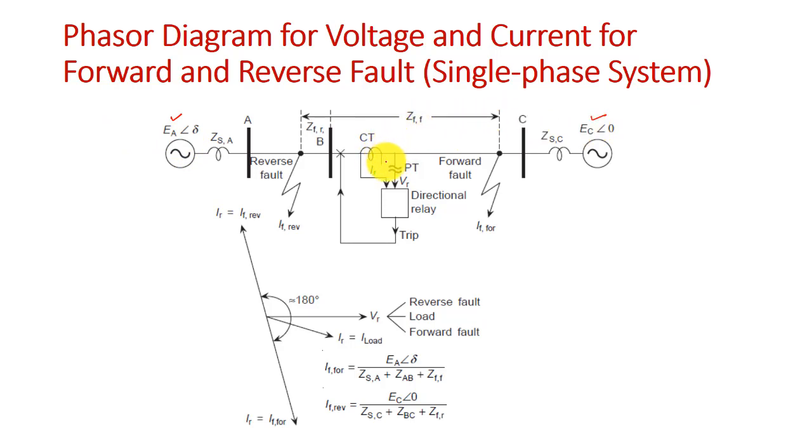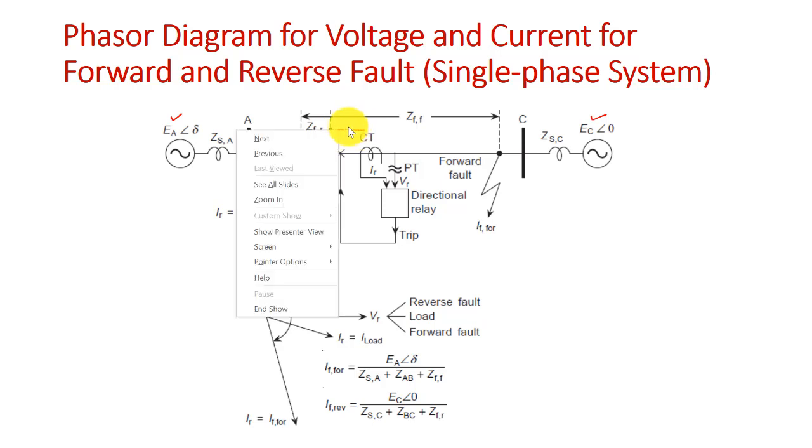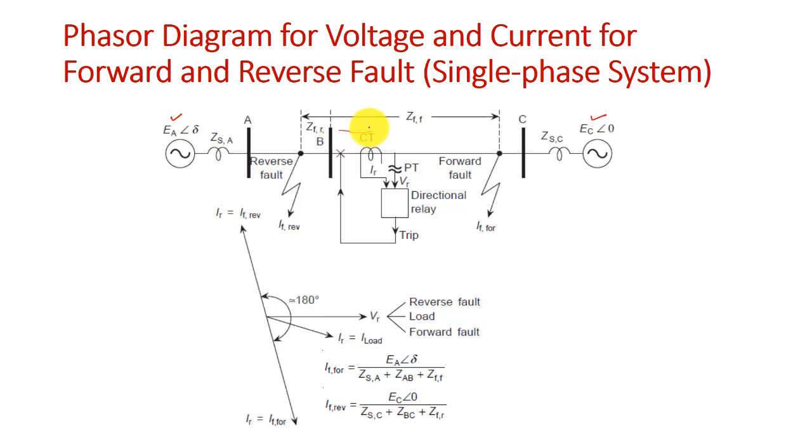And now let us consider the fault at this point as a forward fault. The relay sees this fault as a forward fault because the relay is connected at bus B, and power is flowing away from bus B, so this fault will be seen by this relay as a forward fault. And the fault at this point will be the reverse fault. It will be seen by the relay in the reverse direction, so therefore it is the reverse fault.